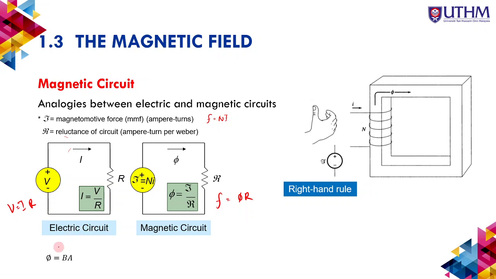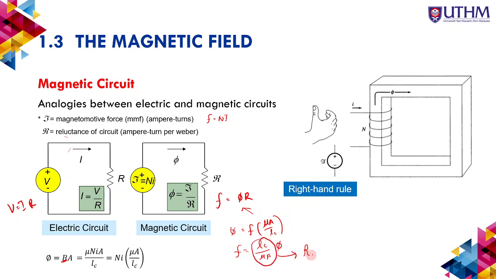Can you imagine, from here, the equation flux equals BA, and then we try to expand it. We replace B with the other formula, and then we take out the Ni. From here you can see the flux is equal to F times mu A over L_C. If you compare, we rearrange it, so this one becomes L_C over mu A, times flux. So this is the reluctance.